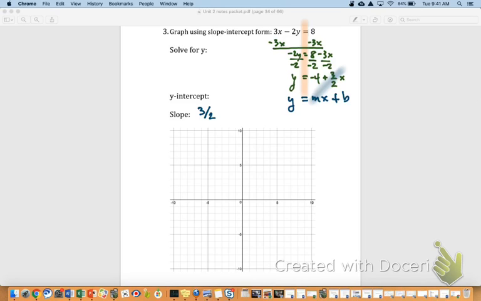0, comma -4. Okay, so based on that, if you guys would, see if you can take that information and graph that line. And while you are doing that, I'm going to hand back your test. Please do not flip your test over and look at the front until after you've made an attempt to graph this line.